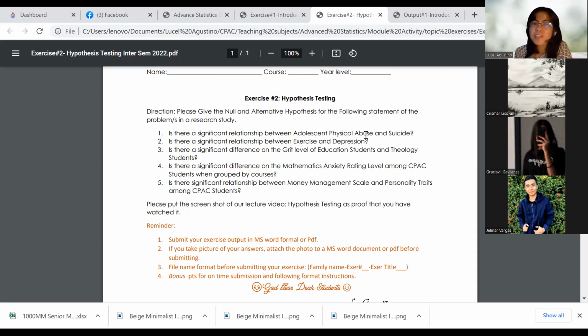So anyway, let's go back to our exercise. For example, number 1: Is there a significant relationship between adolescent physical abuse and suicide? The null hypothesis is: there is no significant relationship between adolescent physical abuse and suicide. And your alternative is: there is a significant relationship between adolescent physical abuse and suicide. So very easy, right?